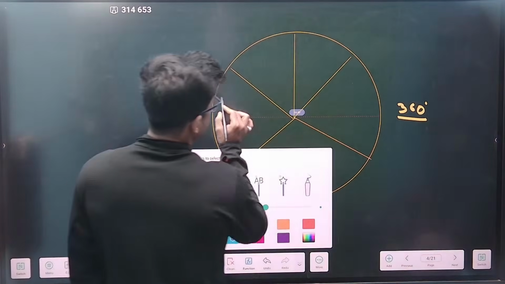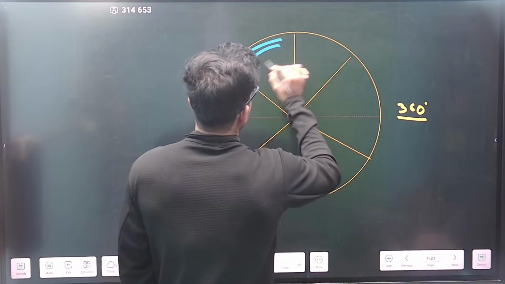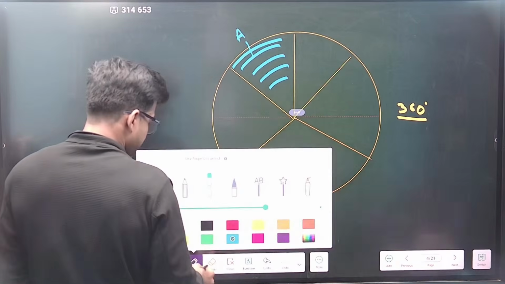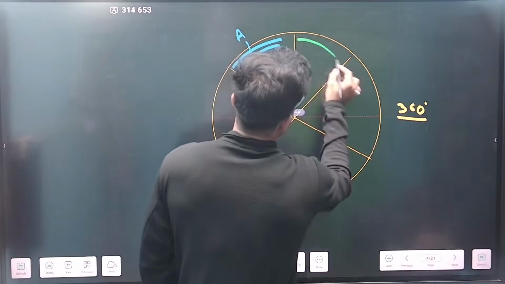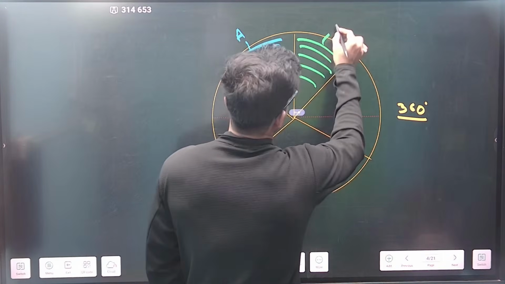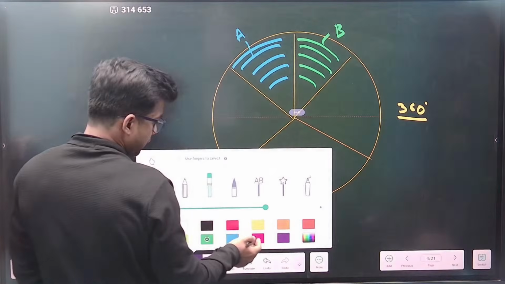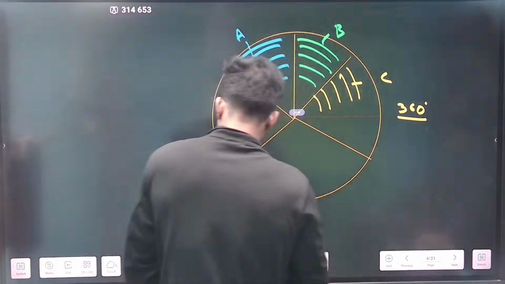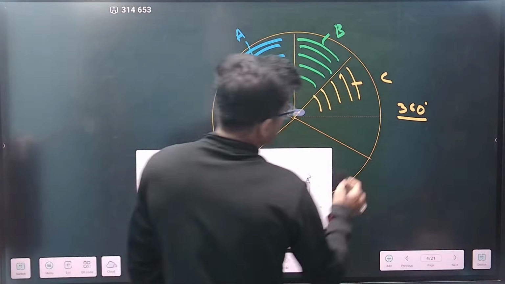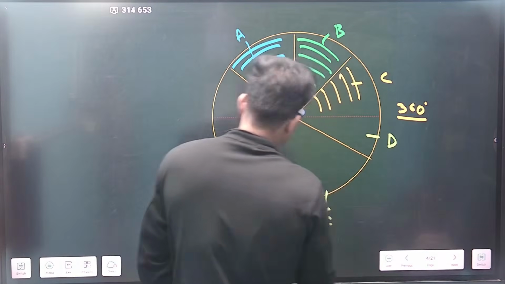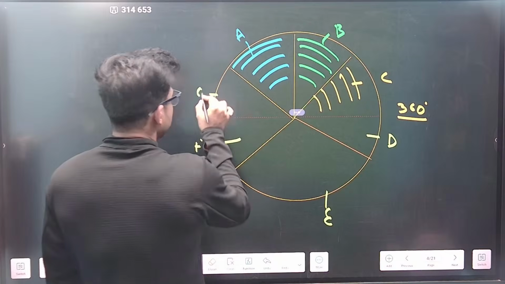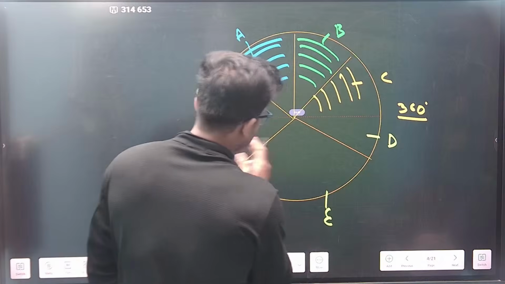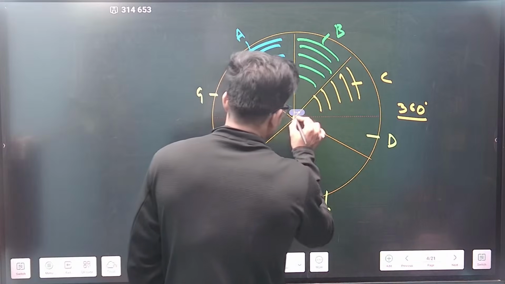For example, we can color this with blue and name this, let's say, A. Then we color it with green and name it B. Then we color it with yellow and name it C, and so forth. We can name it D, then E, then F, and then G. So we are doing this in terms of 360 degrees because the circle is basically 360 degrees, correct? I hope you all are getting this.